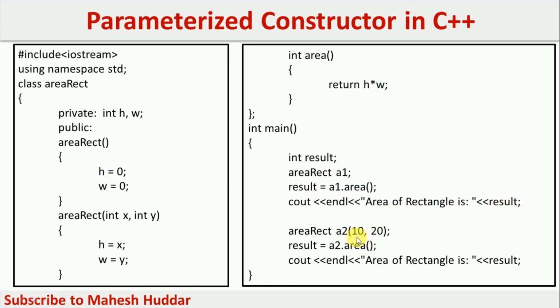Now coming to the next one, in this case I am creating an object A2, but I am passing two parameters here. Depending on the number and the type of parameters, the parameterized constructor will be called here. In this case I am passing two parameters, both of them integers, hence this constructor will be called. The value of X is 10, the value of Y is 20, so 10 will be stored into H and 20 will be stored into W here. So whenever I call A2.area, H will be 10, W will be 20, 10 into 20 is 200, the result will be 200, the area of the rectangle is 200 in this case. So this is how you can write the parameterized constructor.